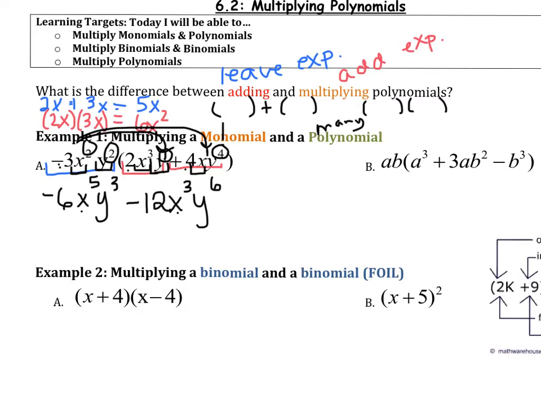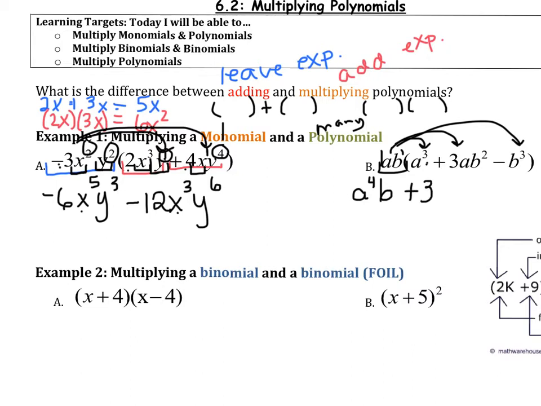When we do B, we will take the one term out front and multiply it by each of the 3 terms on the inside. So we'll multiply a to the first times a to the third. That will give us a to the fourth. We'll multiply b to the first times no more b's, so we just have b to the first still. Next we'll multiply technically a 1 in front times 3, which is still 3.